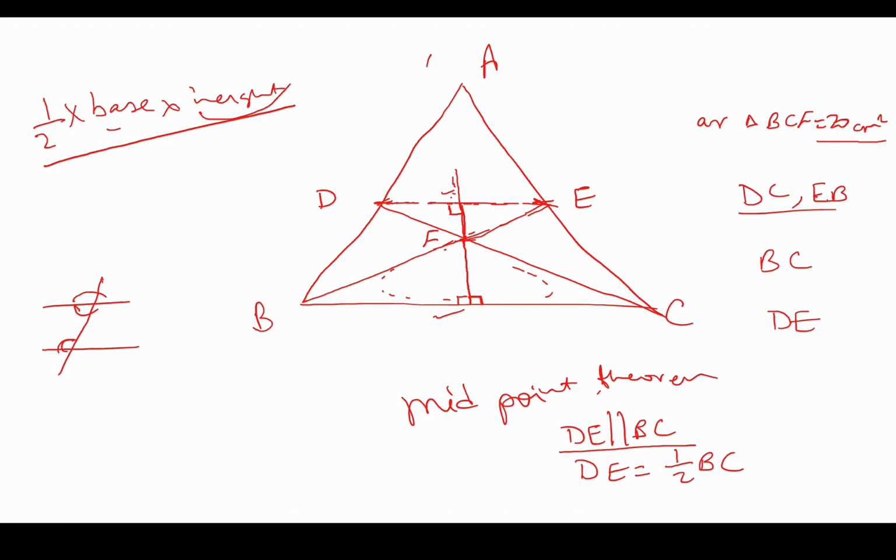So if we draw one more median here, so that is called the centroid, that is the point at which the medians join each other, intersect each other. So F is the centroid here, and it divides the median into 2:1. So that means CF and DF is in the ratio 2:1. That means we can say CF is to DF is in the ratio 2:1, right?